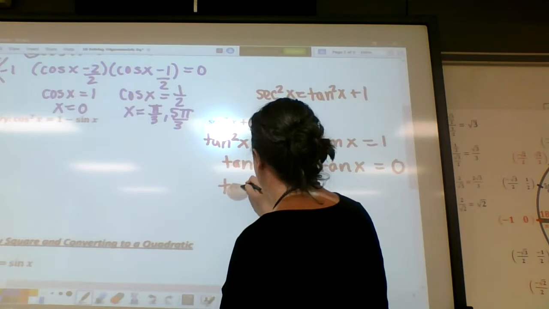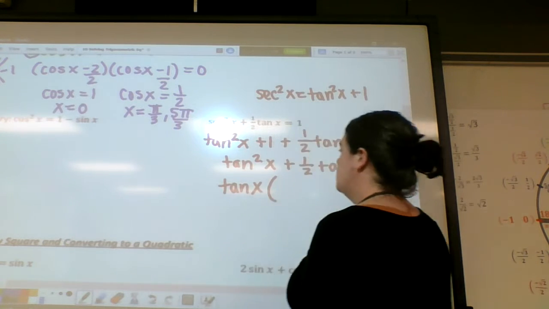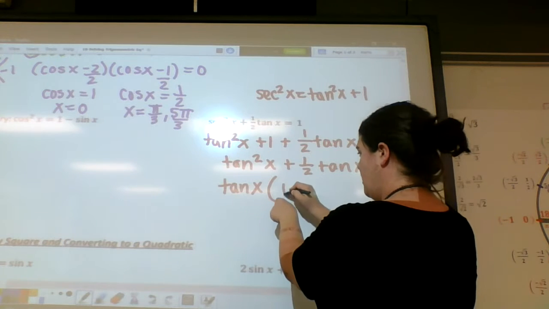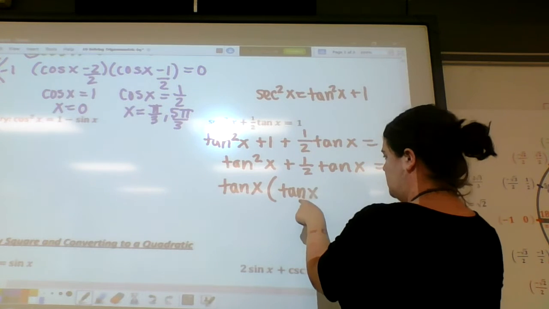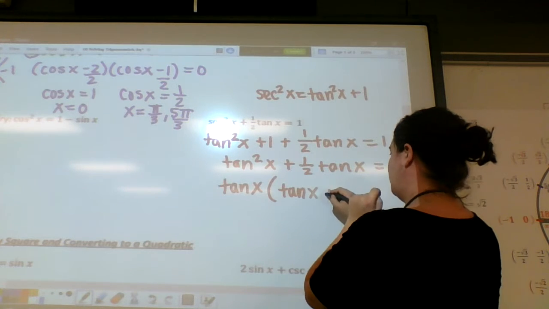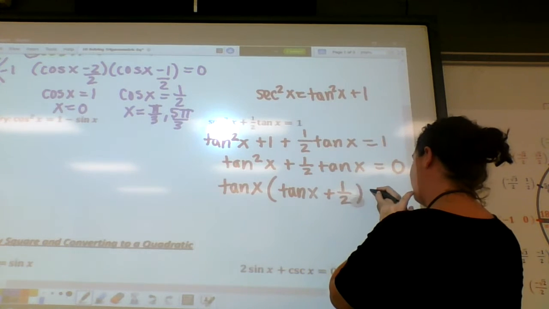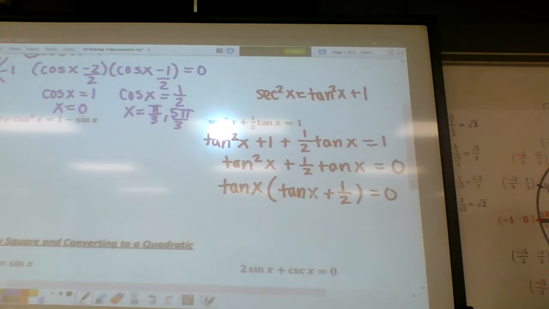They both have a tangent. So if you have a tangent squared and you take out a tangent, you're left with just tangent, and then 1/2 tangent. If you take out the tangent, you're left with a 1/2 equal to 0.